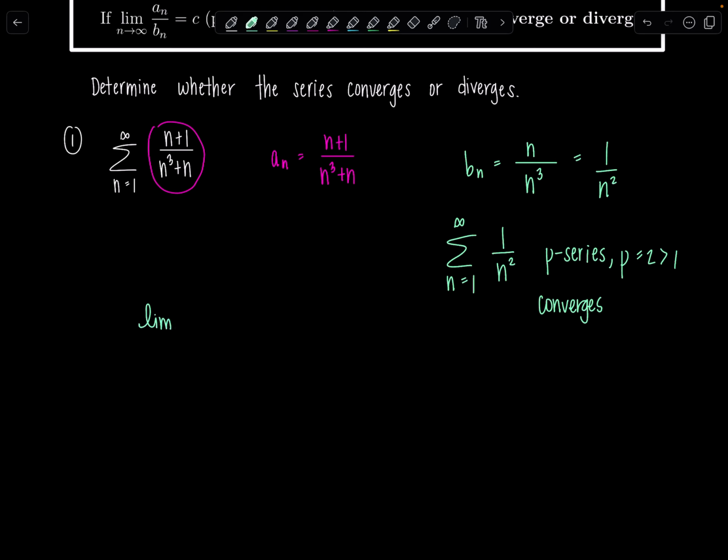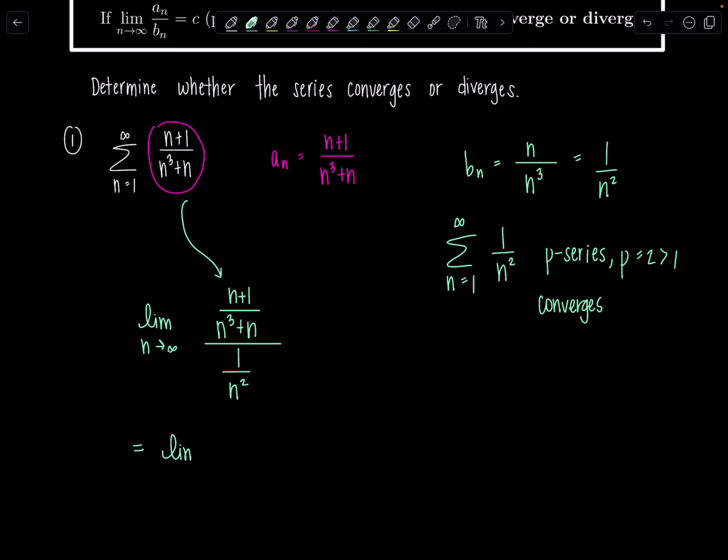The limit as n approaches infinity. I'm going to put the terms of our series up top, n plus 1 over n cubed plus n. It doesn't really matter which one's in the top and which one's in the bottom. And then put the terms of the other series that we're comparing it to in the denominator. Okay, now let's simplify.